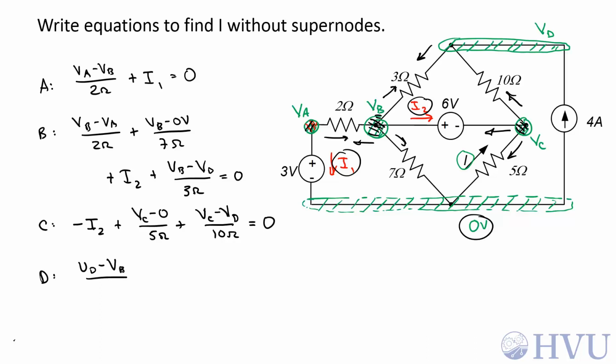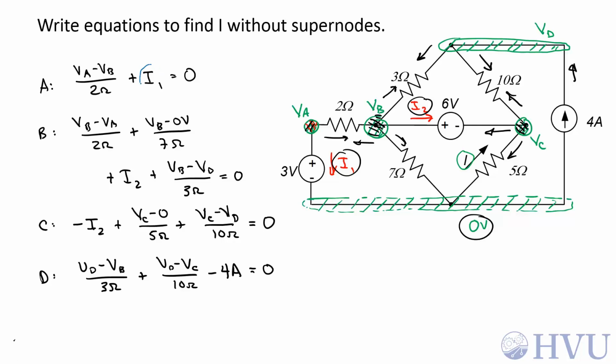Finally, at node D, the current through the 3 ohm resistor is VD minus VB, again assuming positive current is leaving the node, over 3 ohms, plus the current in this direction through the 10 ohm resistor is VD minus VC over 10 ohms. And we have 4 amps entering the node because of this current source. Entering the node will be negative, so that's a negative 4 amp contribution. Those sum to 0.